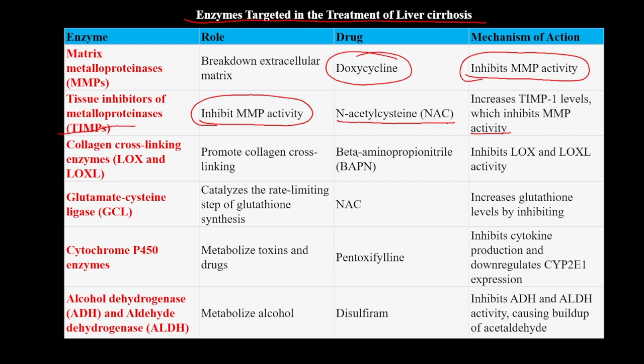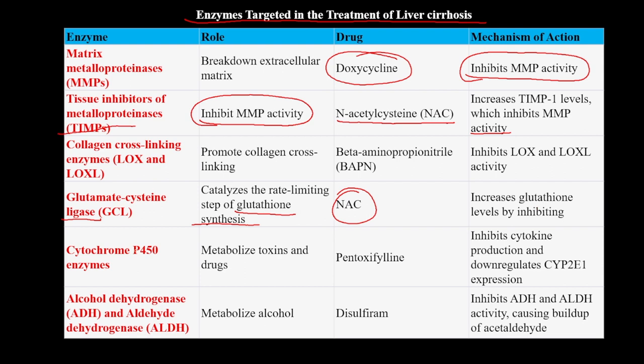You can use beta-aminopropionitrile, and it inhibits LOX and LOXL. Then we have the glutamate cysteine ligase, which catalyzes the rate-limiting step of glutathione synthesis. And you can put the N-acetylcysteine back, and that increases the glutathione level by inhibiting this enzyme.